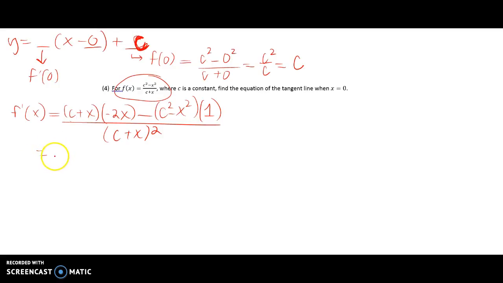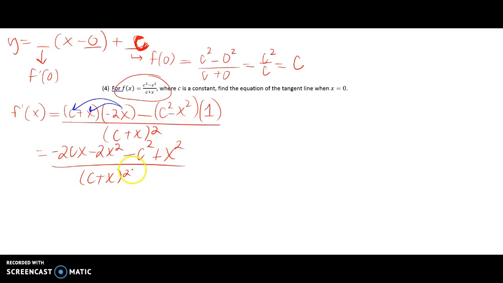Doing some simplification here, I get negative 2cx minus 2x squared. That came from some distribution. Minus more distribution over here, a c squared plus an x squared, all over c plus x squared. I can keep going here. My numerator becomes negative 2cx minus x squared minus c squared over c plus x squared.